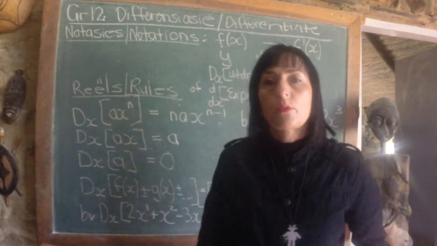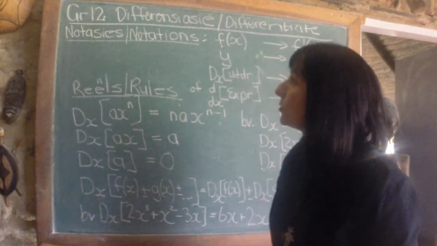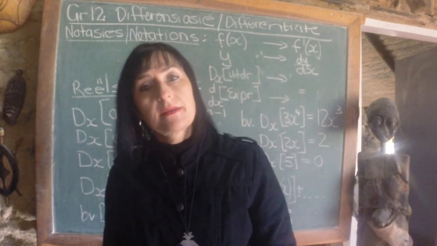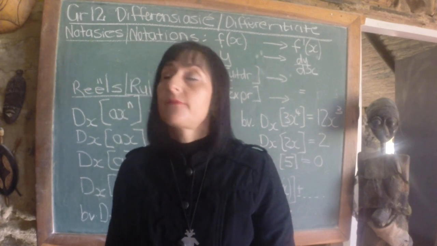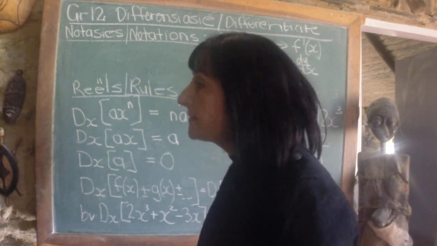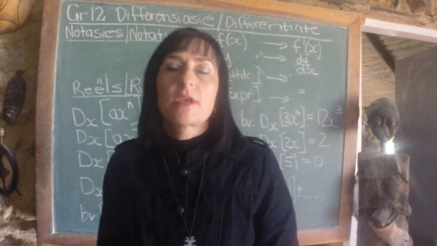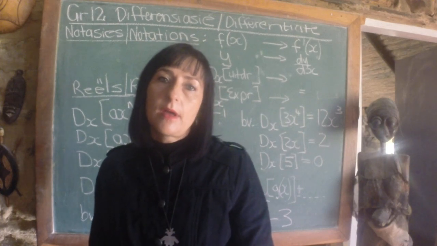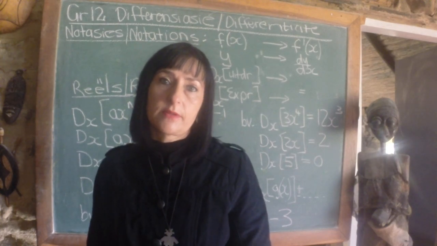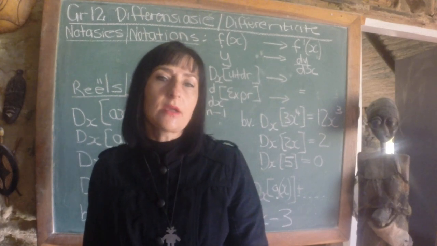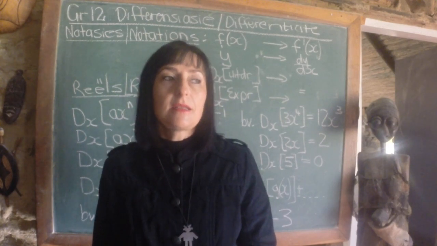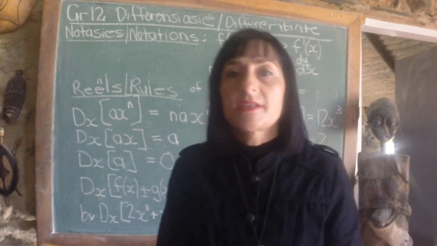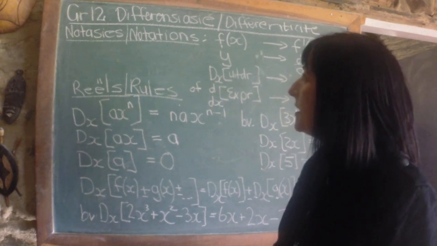Goeiemôre graad 12. Vanmôre begin ons met die reëls waar ons differentiasie toepas. The rules where we differentiate. This is the short way of getting the derivative and not using the first principle. Dit is die kort manier om die reëls te gebruik om te differentieer deur nie die eerste beginsel te gebruik nie. So kom ons gaan kyk net na eers basiese leerwerk voordat ons verder gaan.